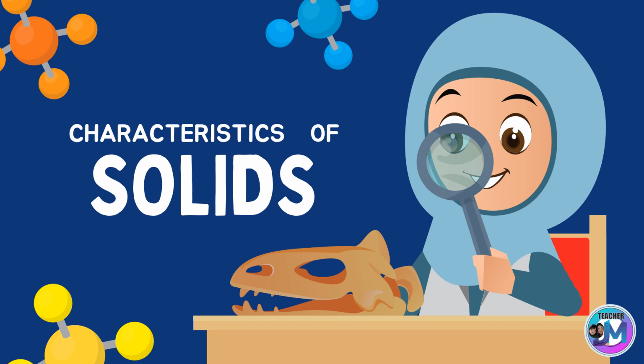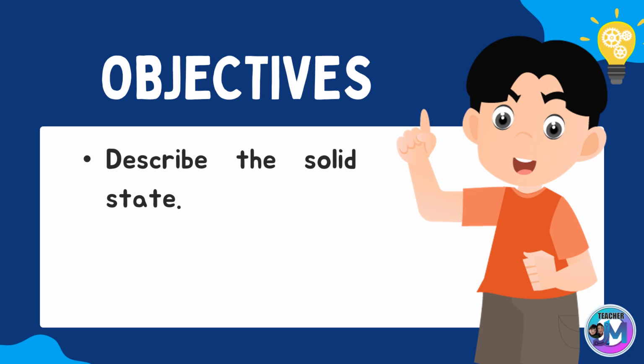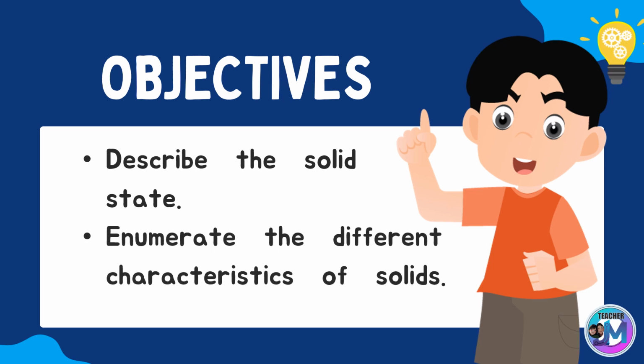Our topic for today is all about characteristics of solids. First, let's see the following objectives. Number 1, describe the solid state. Number 2, enumerate the different characteristics of solids. And number 3, give examples of solids.